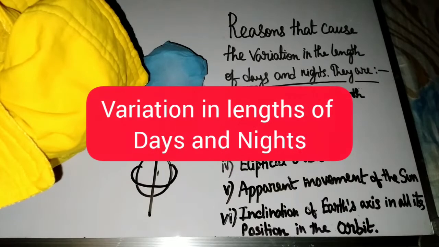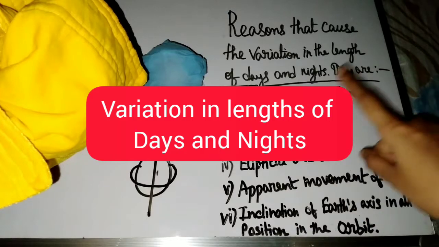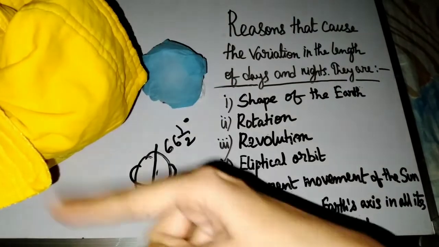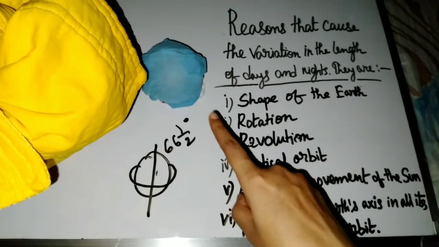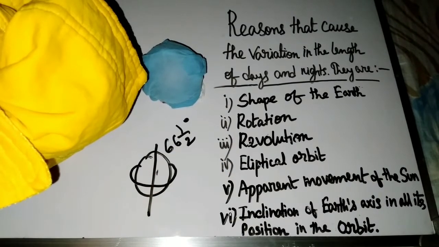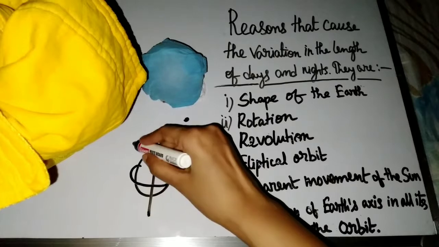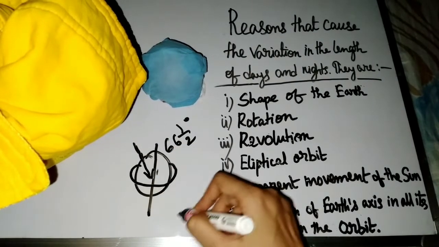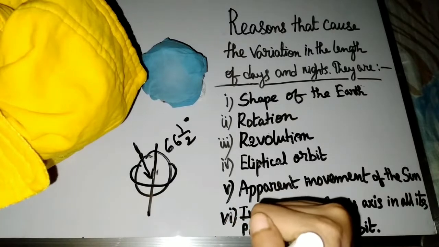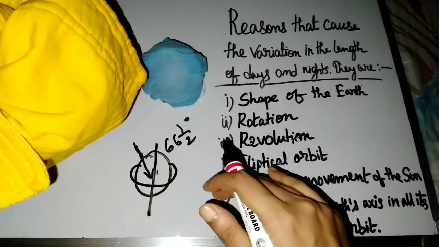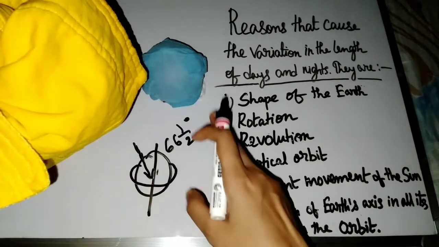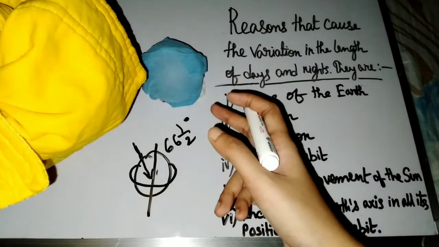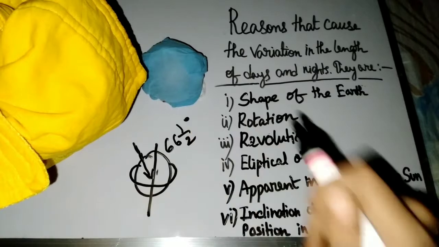Before starting that, we need to know what are the reasons that cause the variation in the length. During the revolution around the Sun, the Earth receives vertical rays or the oblique rays of the Sun. And depending on the duration of the light received, different areas of the Earth have different lengths of the days and the night.